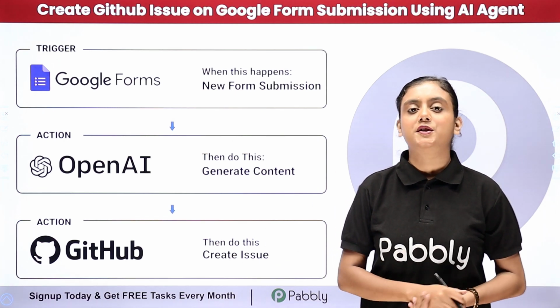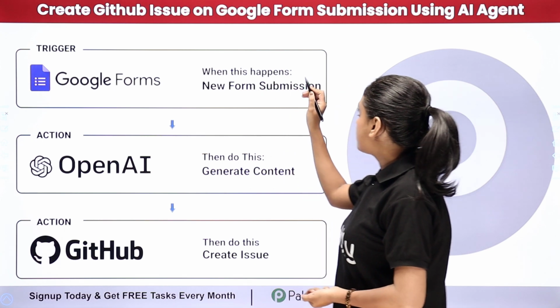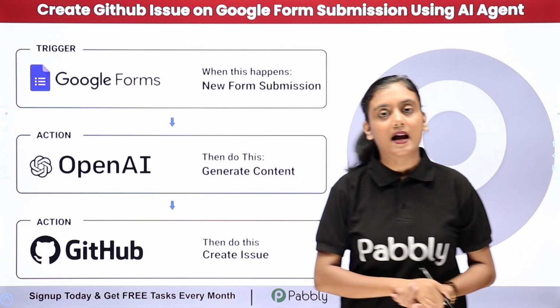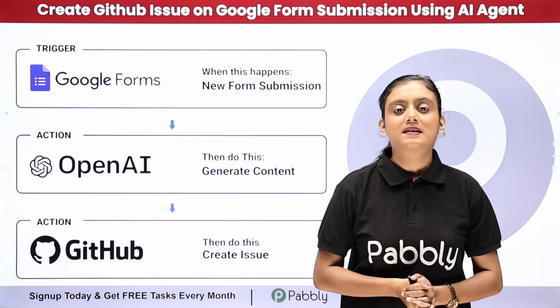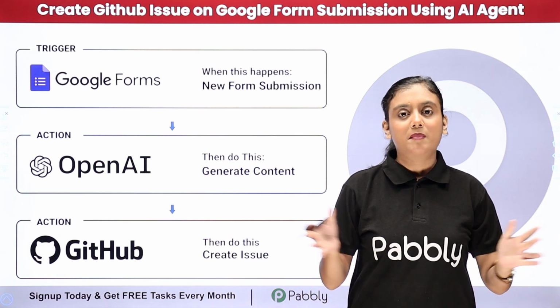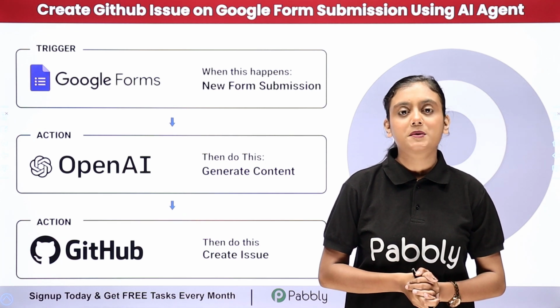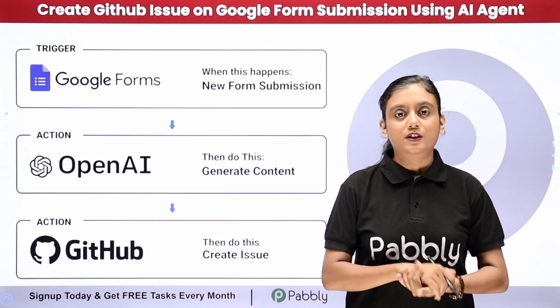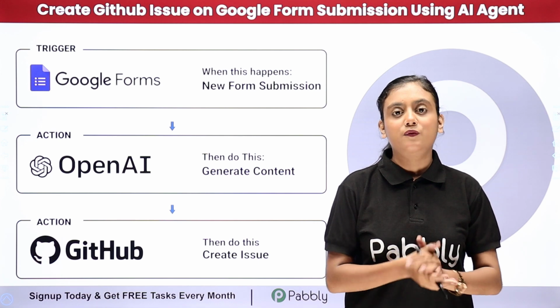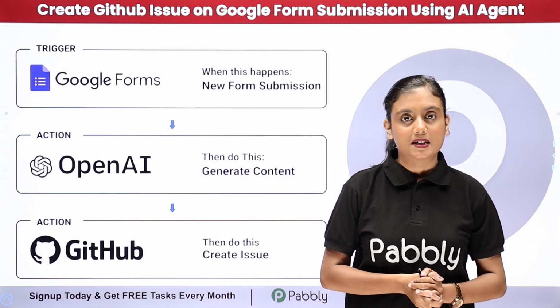In this video, we are going to learn how to create GitHub issue on Google Form submission using AI agent. So I'm a manager in a software development business and we manage all our issues using GitHub. We have created a form using Google Forms with the help of which we collect the issues, the bugs as well as the feature requests from our team members or testers.